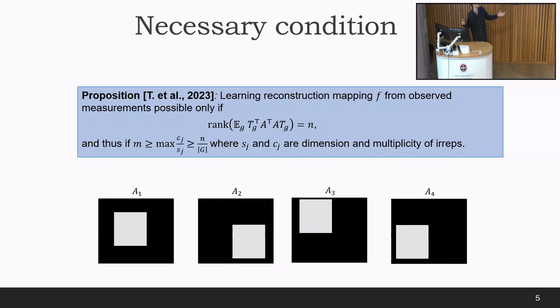So the larger the symmetry, the larger the number of transforms there will be, the more implicit operators I will have, and the more chances we have that this thing will have full rank. Okay.